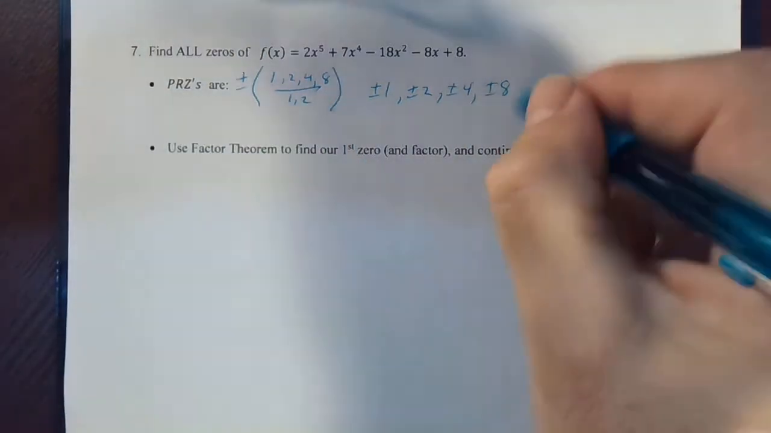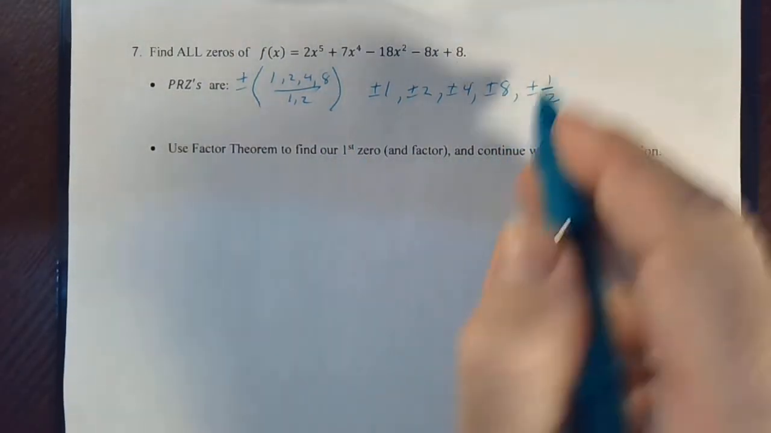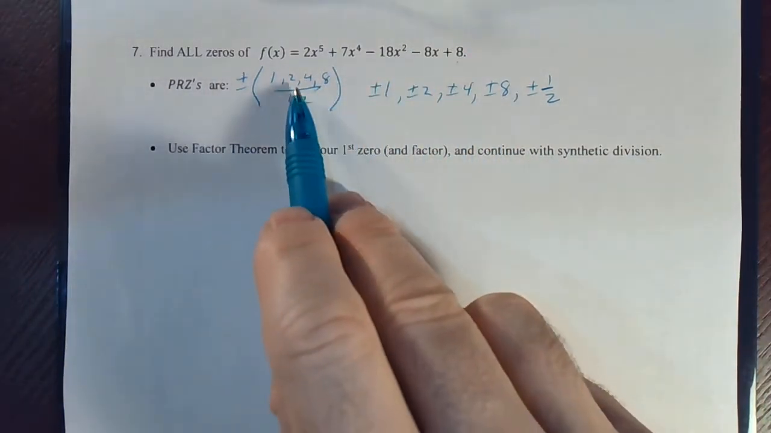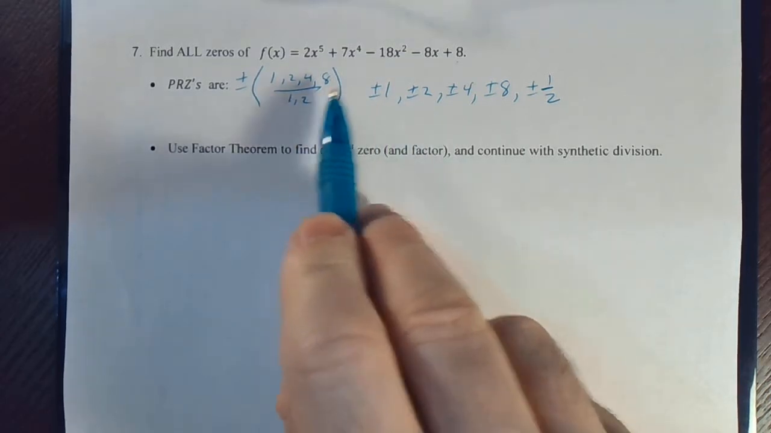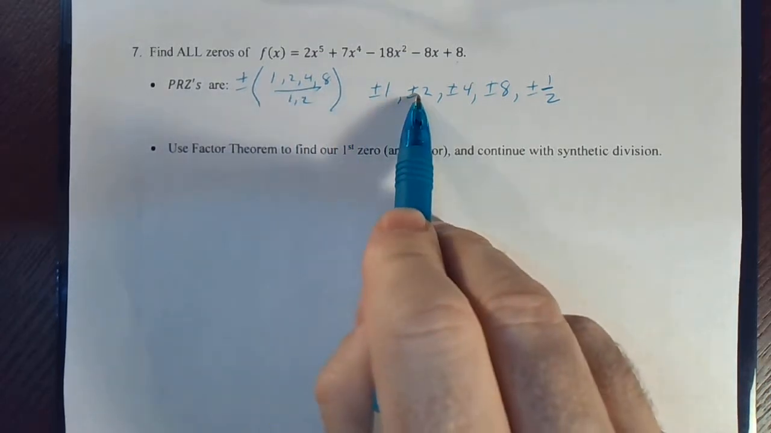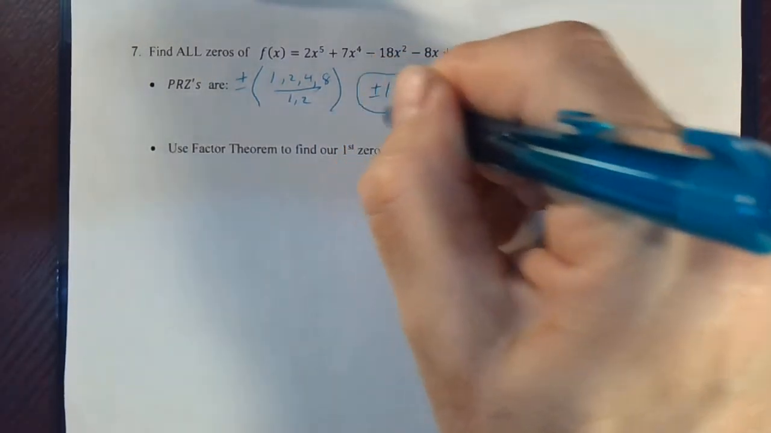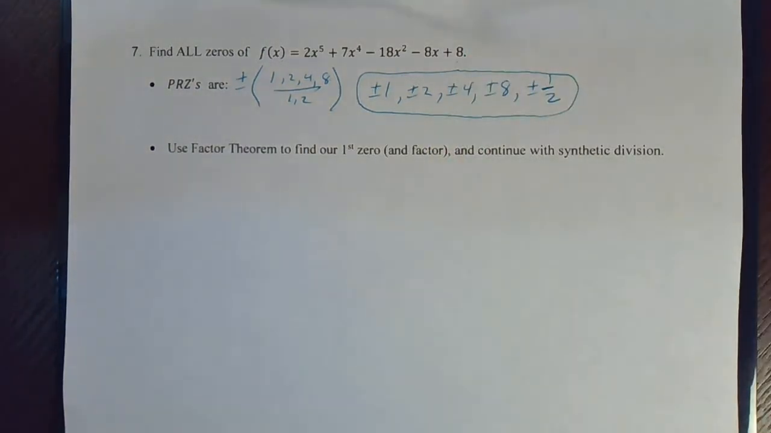So plus or minus 1/2. That's unfortunate. Fractions are tougher to plug into this, but we'll see. Then 2 over 2 is a 1. We have that. 4 over 2 is a 2. We have that. And 8 over 2 is 4. We have that. This is the entire list of possible rational zeros.